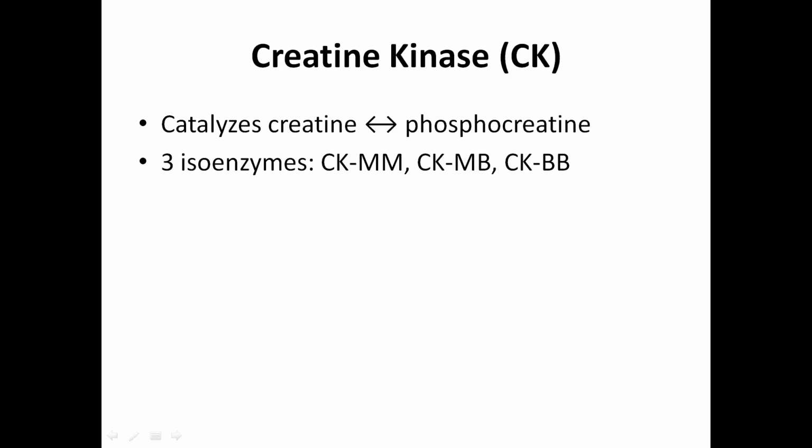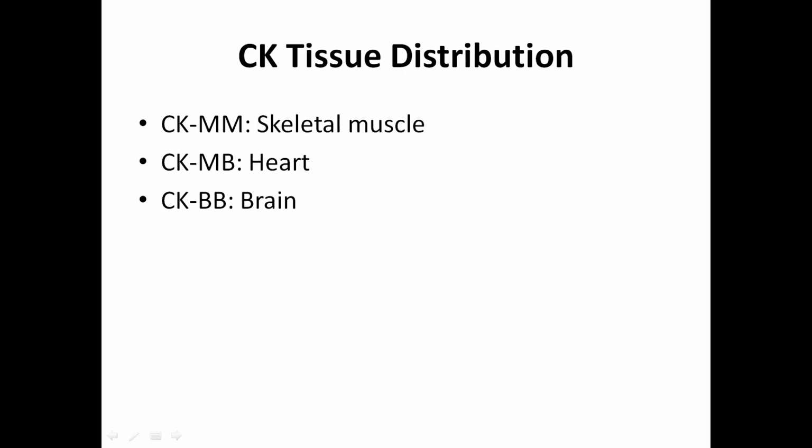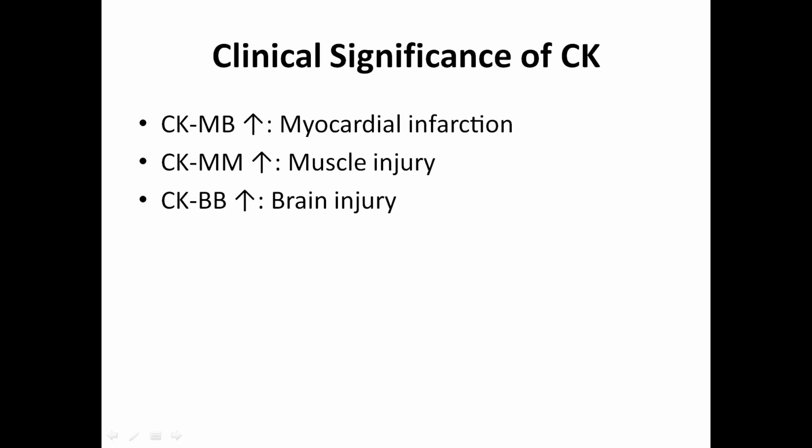Now creatine kinase. Creatine kinase catalyzes the conversion of creatine to phosphocreatine. It has 3 isoenzyme forms: creatine kinase MM (muscle), creatine kinase MB (muscle and brain), and creatine kinase BB (brain). Now where can we find creatine kinase? Creatine kinase MM is found in the skeletal muscle, creatine kinase MB is found in the heart, and creatine kinase BB is found in the brain. What is the clinical significance?